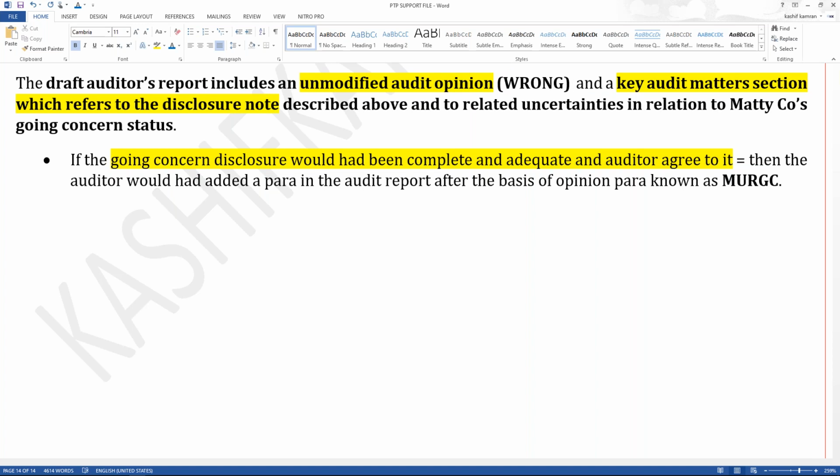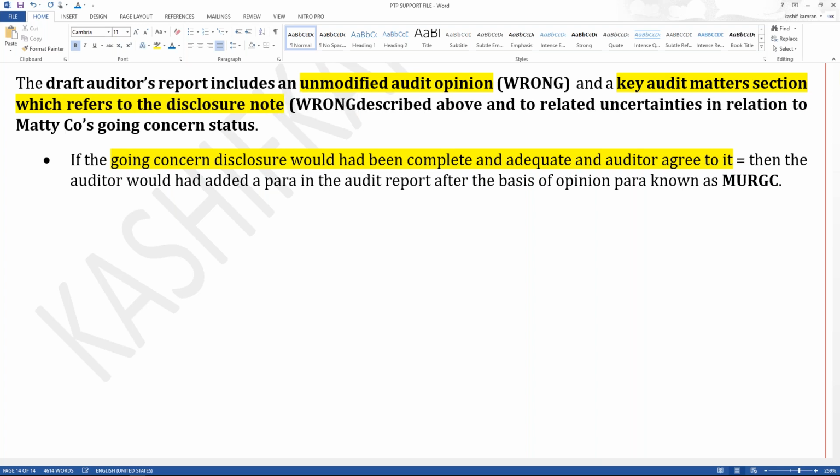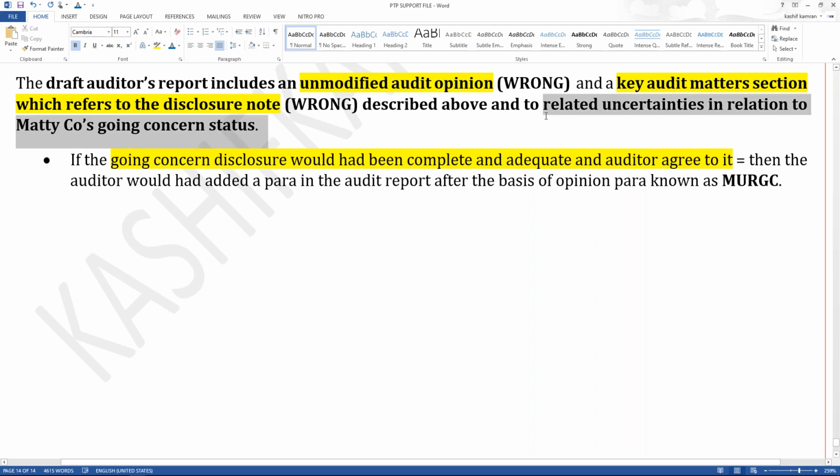Key audit matter section, which refers to the disclosure note described above. So is this key audit matter paragraph right or wrong in the report? That's the second wrong. You have to justify it to the examiner. So we have included a key audit matter section in the audit report describing the related uncertainties. If the related uncertainties would have been right, you should not have included a CAM, you should have included it in the MURGC.